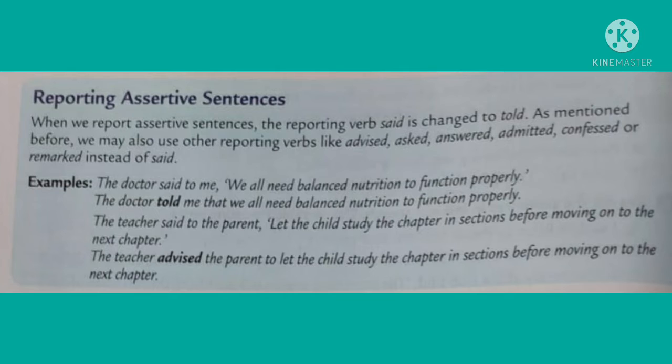and exclamatory sentences. First one, reporting assertive sentences. When we report assertive sentences, the reporting verb said is changed to told. As mentioned before, we may also use other reporting verbs like advised, asked, answered, admitted, confessed, or remarked instead of said. Examples: the doctor said to me, we all need balanced nutrition to function properly. The doctor told me that we all need balanced nutrition to function properly.